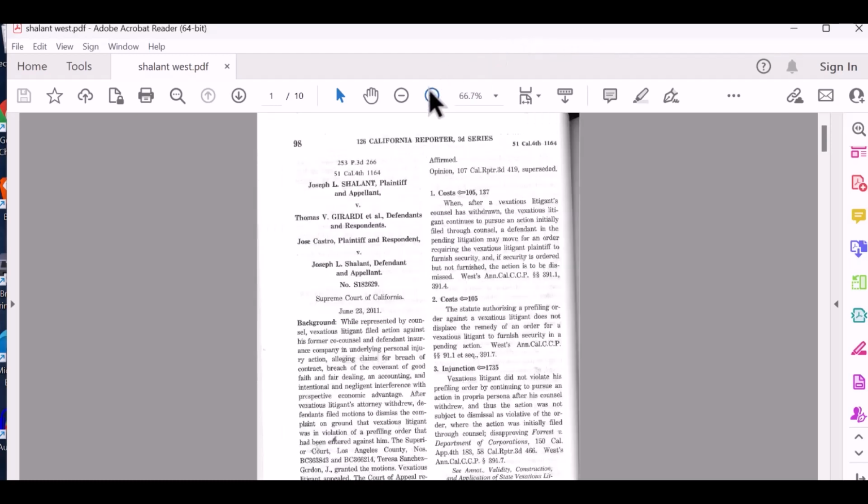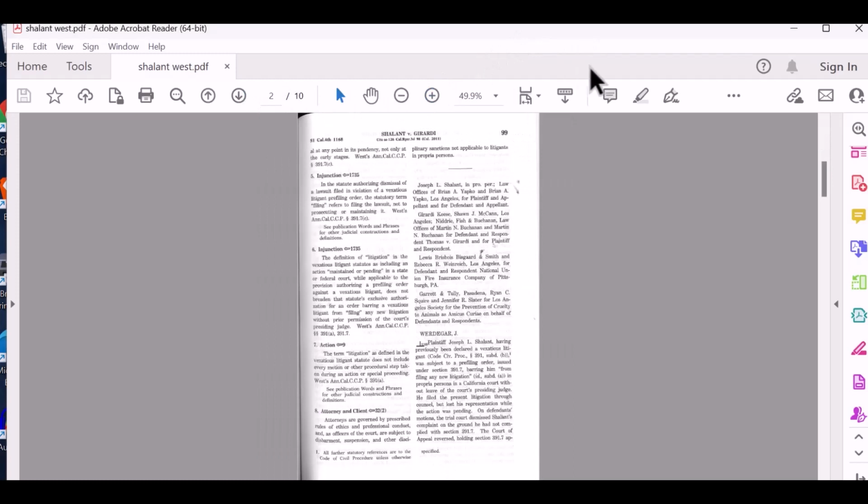Now let me move on to the second page, and you can see those little paragraphs that began on the previous page continue, and then finally we get to the beginning of the original material. That's where it provides you with the names of the attorneys. Then beginning with the name of the justice, Werdegar, is the actual opinion. This is telling you that Justice Werdegar wrote it.